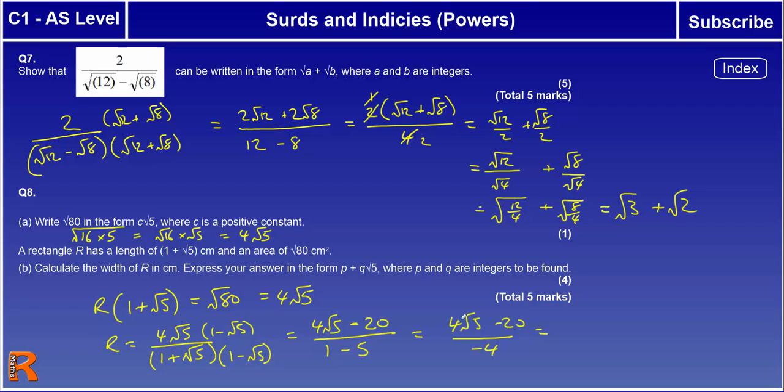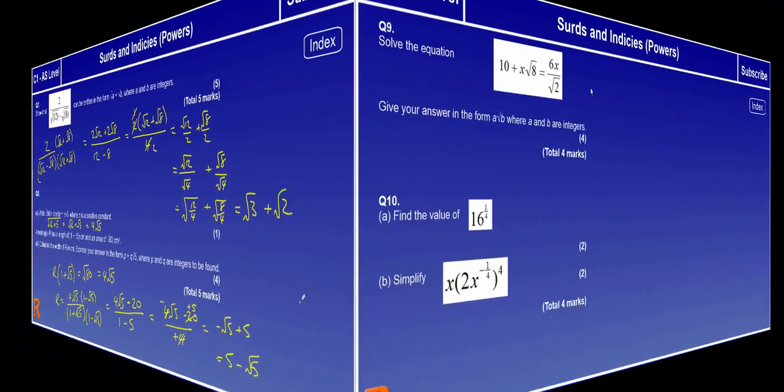And when we divide by minus 4, the 4 is going to cancel, and that's going to become a minus sign. And then that's going to cancel to be a 5, and that's going to become a plus sign. So we end up with minus root 5 plus 5, or 5 minus root 5, the better way of writing it round. So we've got it in the form p, which is 5, and q is just the number minus 1, root 5. There we go, question 7 and 8.